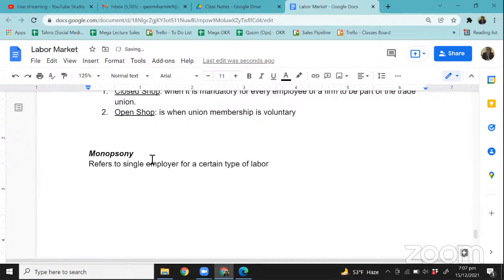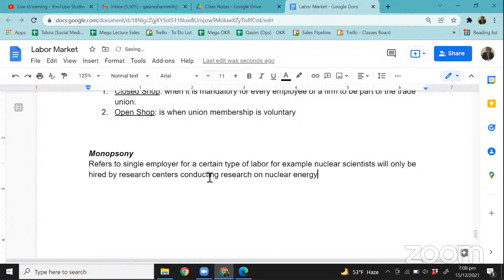Okay. Now, for reference purposes, if we can also take an example, for example, let's say people be hired by research centers conducting research on. You can totally use these examples in your exam, right? Conducting research on nuclear energy or nuclear weapons, which is definitely a very dangerous thing, right? And so on, right? Okay, so think about this.